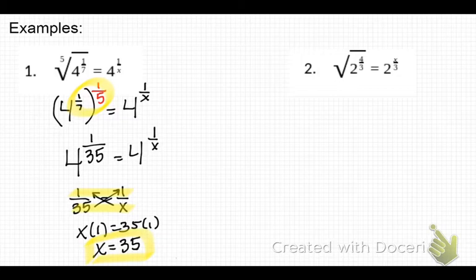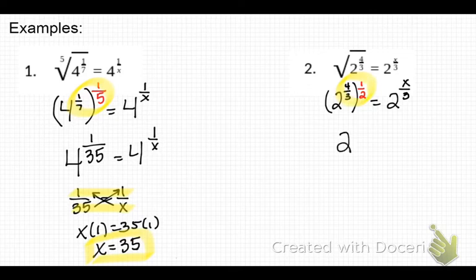Okay, number 2 is the same idea as number 1. Yes, I'm going to put parentheses around the 2 to the 4/3. And what's my new exponent going to be? 1 over 2. Good. And this equals 2 to the x divided by 3. What do I do with those exponents? Perfect. I'm going to multiply. So I get 2 to the what power? 4 over 6.